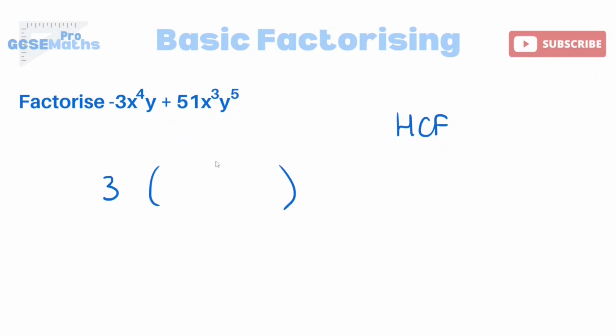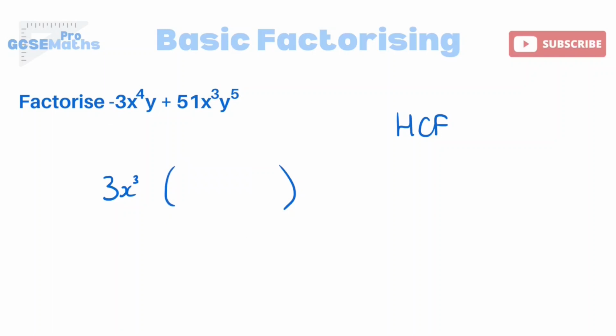And looking at the letters, now we need to look at them separately because obviously x is different to y, right? So looking at the x's, we've got x to the power of 4 and then x cubed. So the highest common factor is x cubed. You're going to take the smaller power. And let me just move this bracket along a little bit. And then we're going to look at the y's.